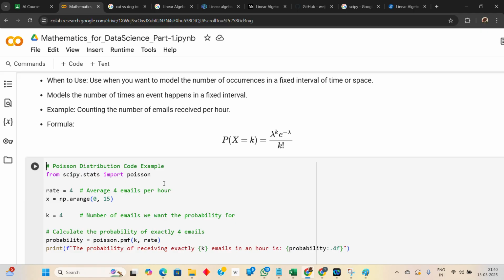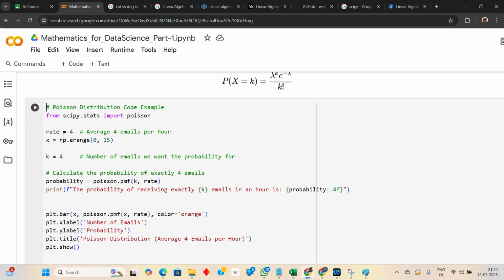Here, time is also important and a fixed number of occurrences is also what I wanted to perform. In that situation, we use the Poisson distribution. First of all, the basic thing: the rate is something you have to pass. The rate is a predefined value. In our emails example, we already know that four emails are recorded. That is what we have to provide.